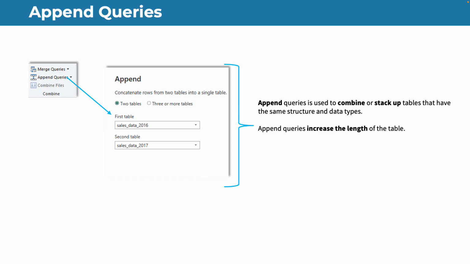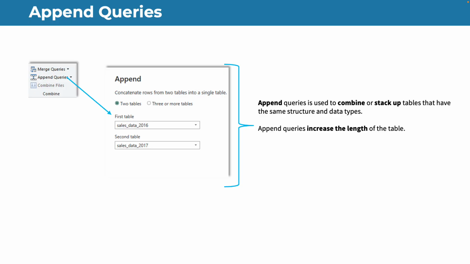In this lesson, we are going to learn about append queries. First of all, what are append queries? Append queries is used to combine or stack up the tables that have similar structure and data types. In Power Query, we find the append queries option in the Combine tab. We can append either two queries or more than two queries.